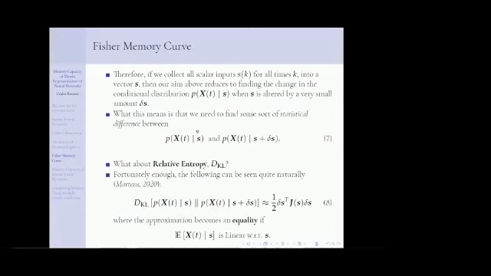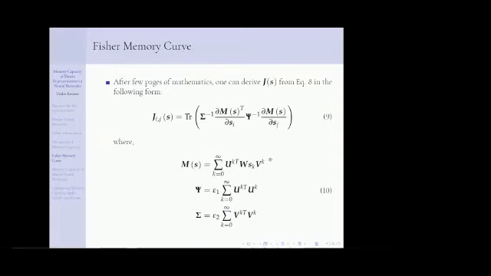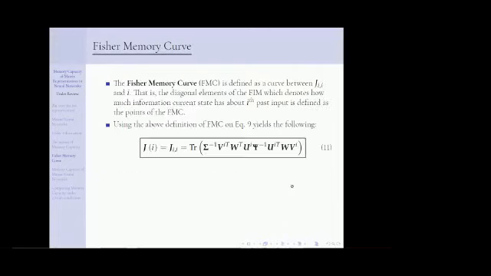And this is what we talked about in the last point. This approximation becomes an equality if and only if the expectation, the mean of the conditional distribution, is linear with s. And in fact, as you can see, it is linear with s. Ms, in fact, is the mean of the conditional distribution. So it's linear with s.